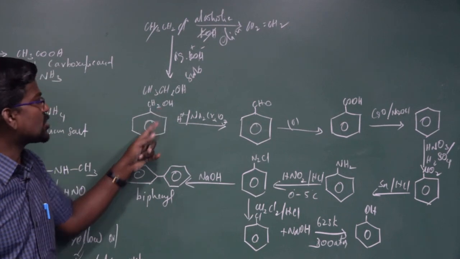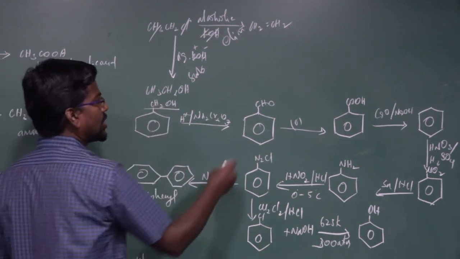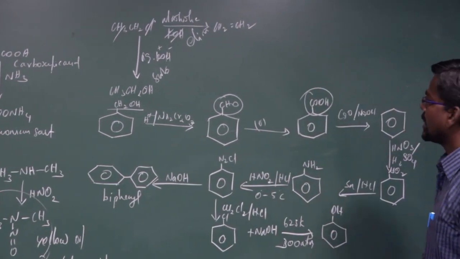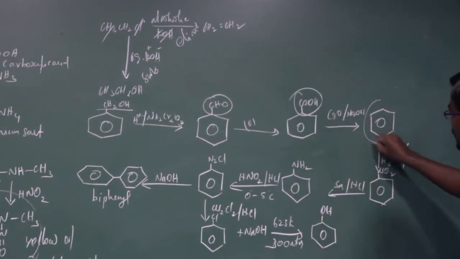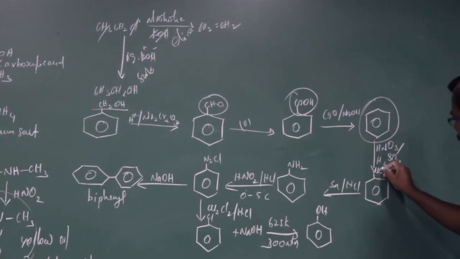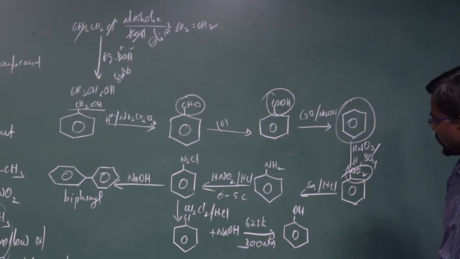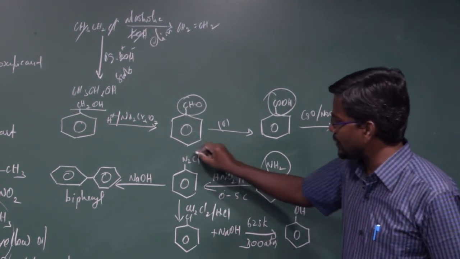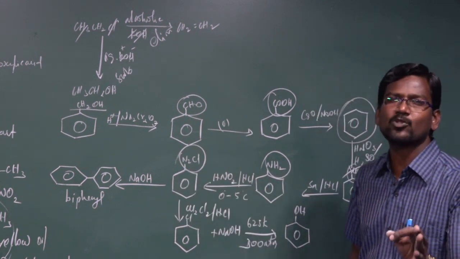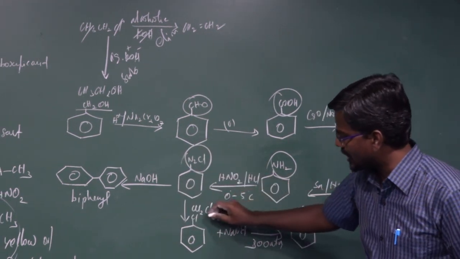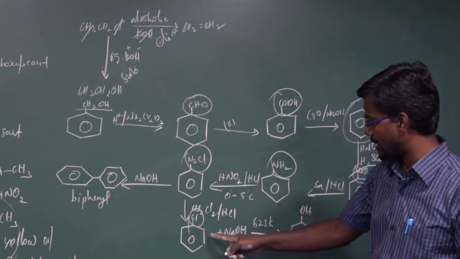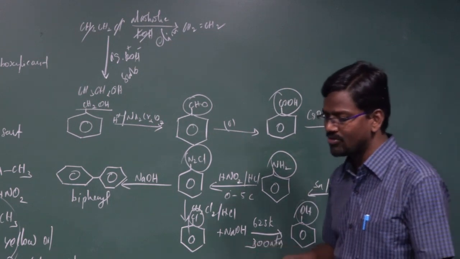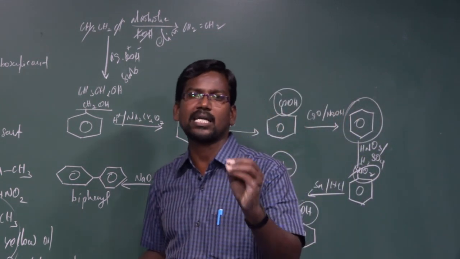Here the CH2OH alcohol functional group can be converted into aldehyde. Aldehyde functional group can be converted into carboxylic acid. Carboxylic acid functional group can be converted into hydrocarbon. Hydrocarbon can be converted into nitrobenzene, the NO2 functional group. NO2 can be converted to amine functional group. Amine functional group can be converted into N2Cl, diazonium salt. The diazonium salt can be converted into haloarene. Haloarene can be converted to alcohol. So different functional group interconversions take place, depending upon the attacking reagents.